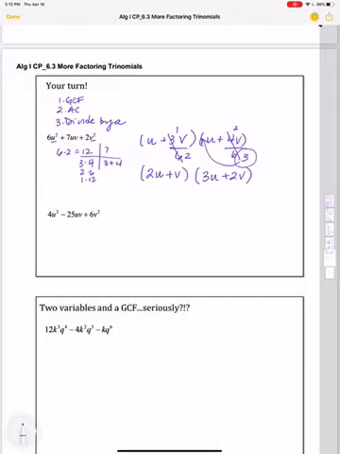And of course, you can check it by foiling. 2u times 3u is 6u squared. So we're off to a good start. 2u times 2v is 4uv, and v times 3u is plus 3uv. That would give you 7uv in the middle, and then v times 2v is 2v squared. So that is your correct answer. But you can always check. You never have to wonder if you were right.